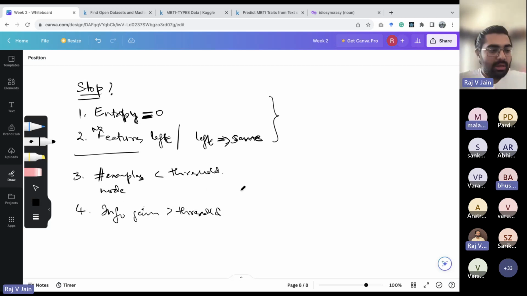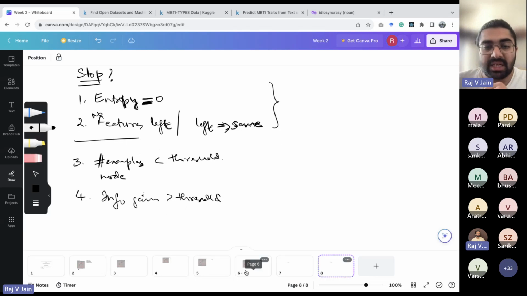What is point 3? The number of examples at a node being less than the threshold value? I'm sorry, one by one. Bhushan, I guess you can ask. What are you asking? What have you said in point 3? Example node less than threshold means what?